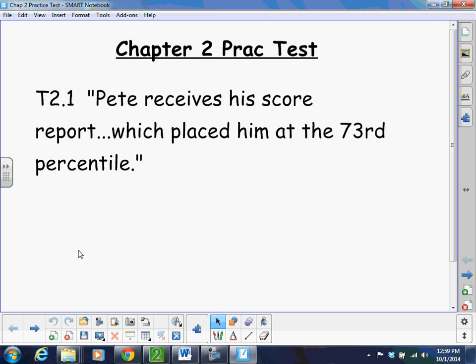So number one, basically they give you a bunch of information. They give you a percentile here. So it's basically interpreting what a percentile means, and a percentile is always telling you the percent of values that are below your score. Okay, so in this case, the correct answer is E for number one. If he's 73rd percentile, that means that Pete did better than about 73% of test takers. So E for number one.